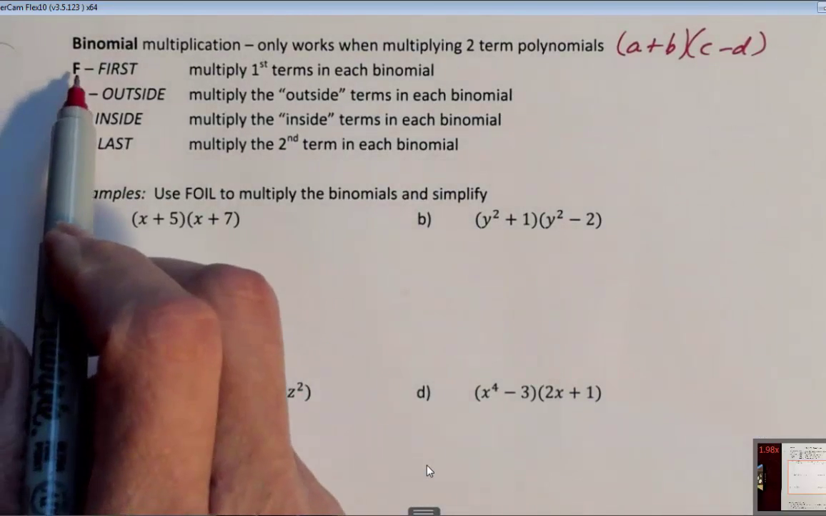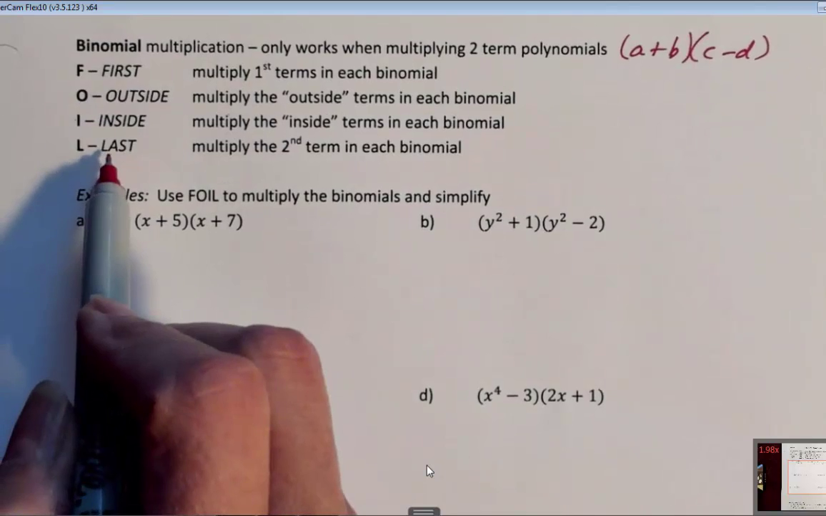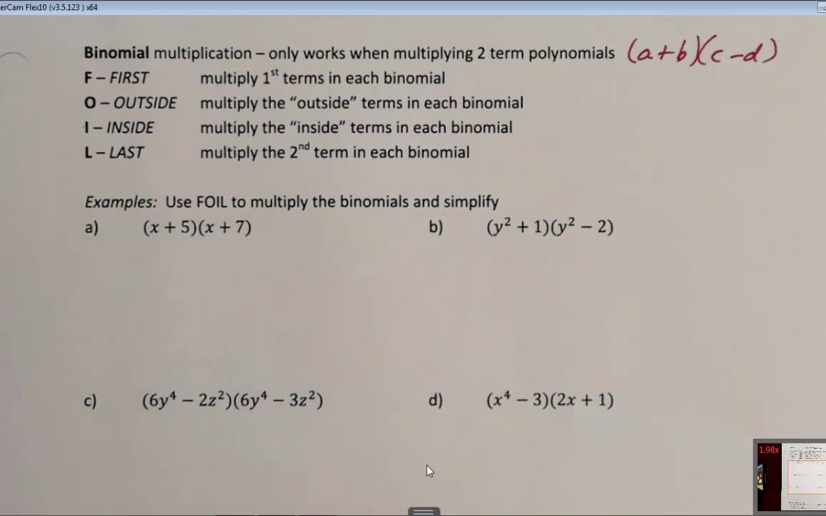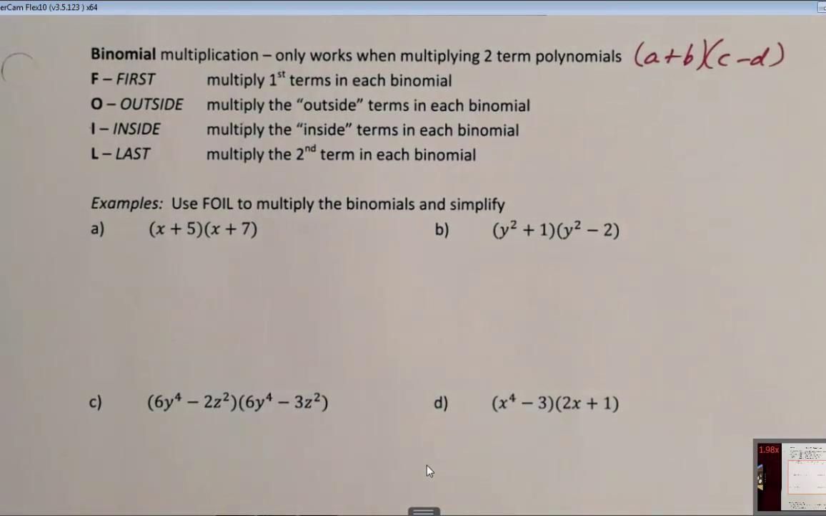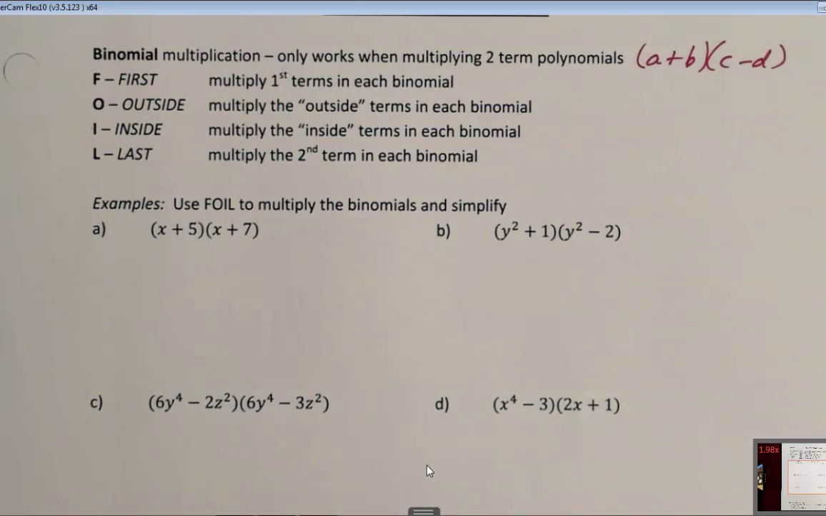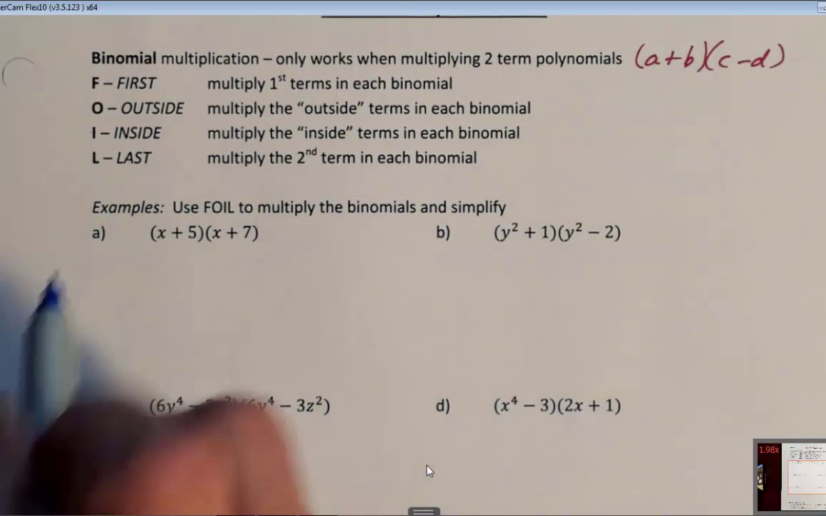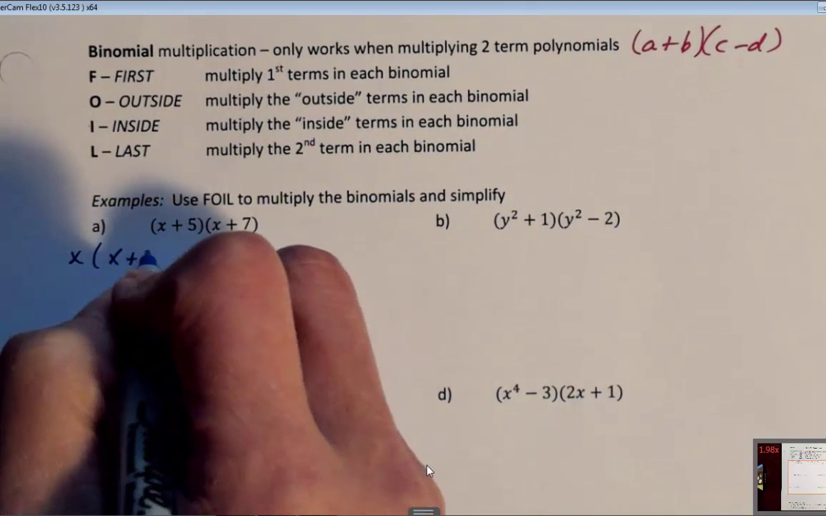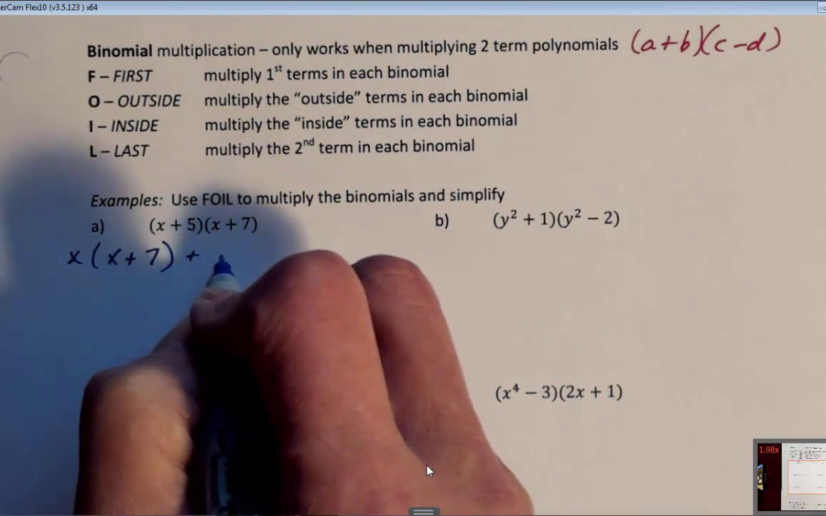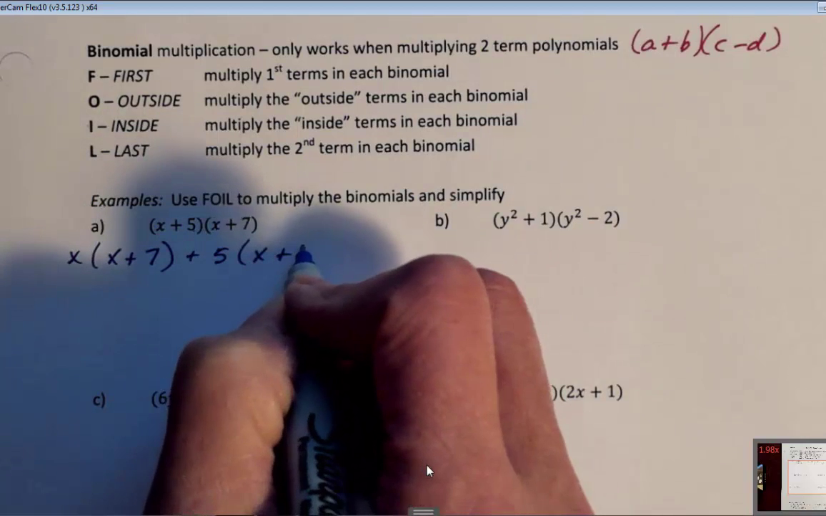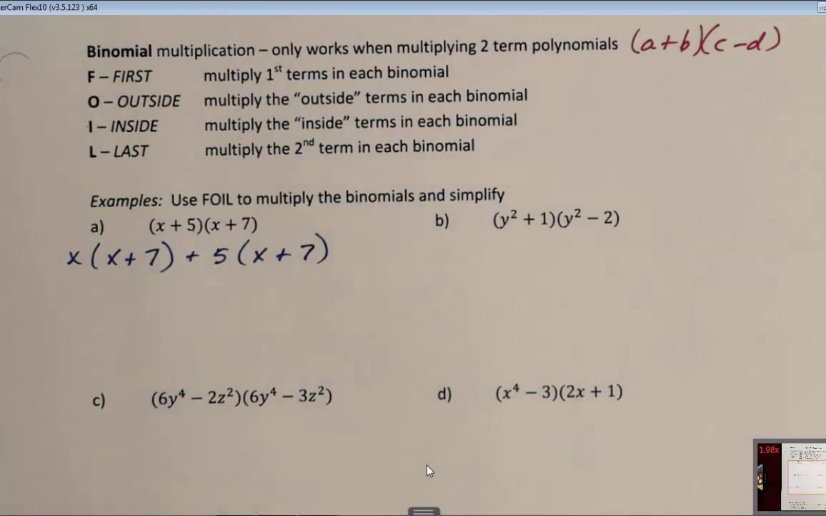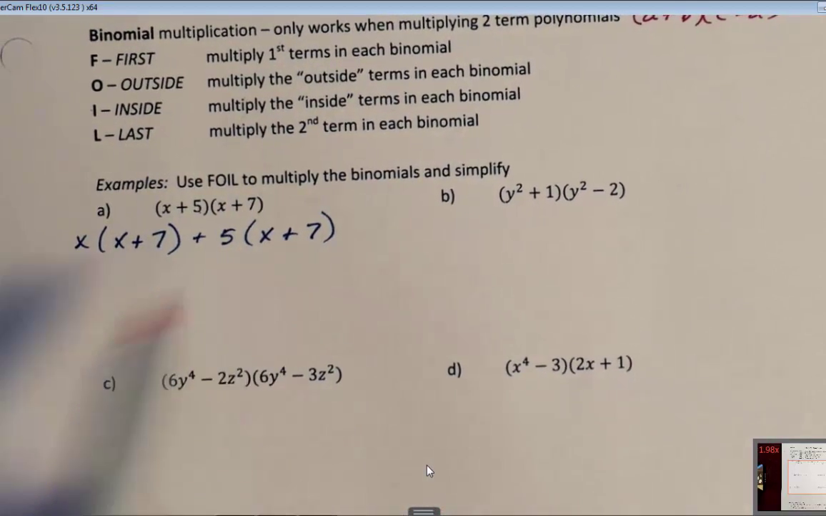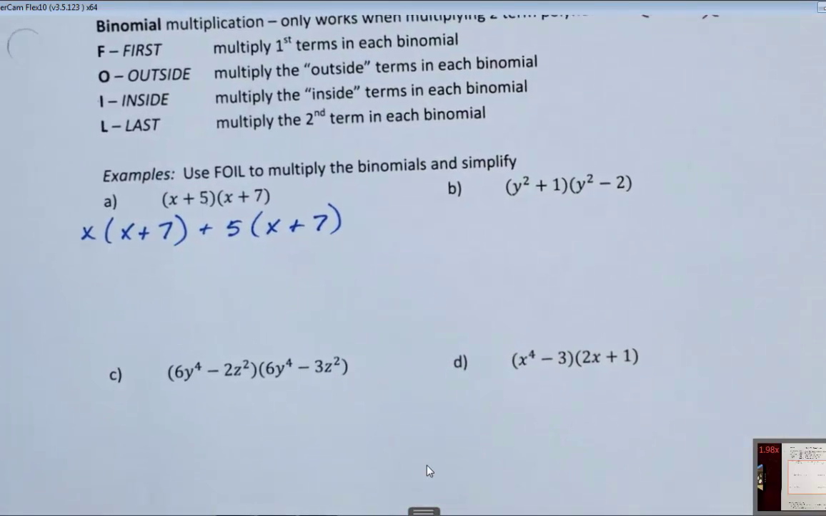Each of these is a binomial, and therefore we can multiply them using this special rule. The special rule really is just an acronym for remembering how to multiply every term in each parenthesis times every term in the second parenthesis. So it's just a method for remembering your distributive property, which you learned in 13.5. In the first example, I write it out and say, okay, we're going to take x, the first term in our first parentheses, and multiply it times each term in the second parentheses. Then I'm going to take the second term, 5, and multiply times each term in the second parentheses. So by using FOIL, we're just remembering how to use our distributive property.